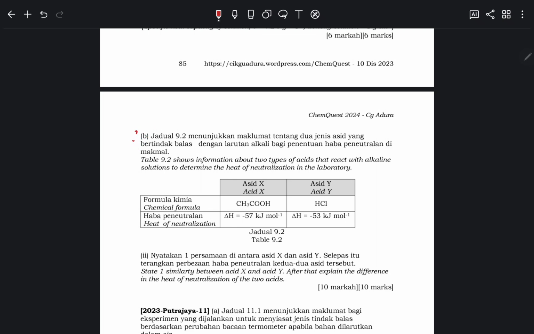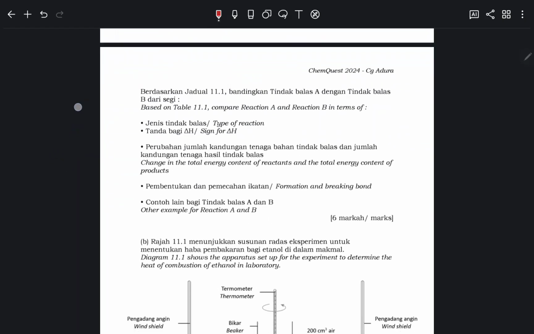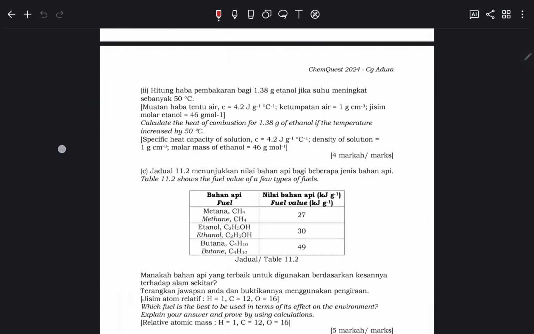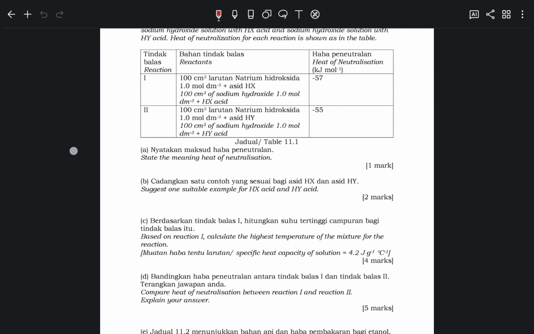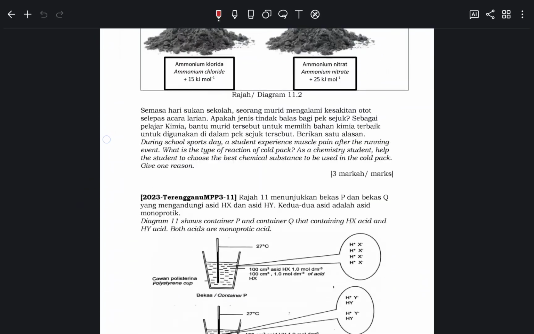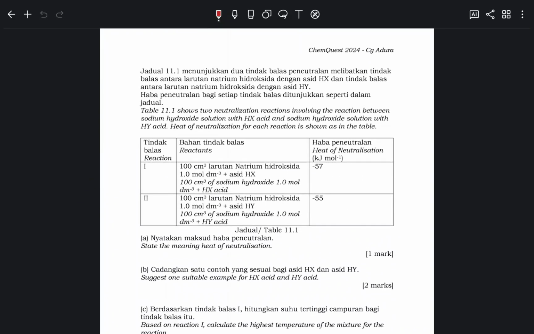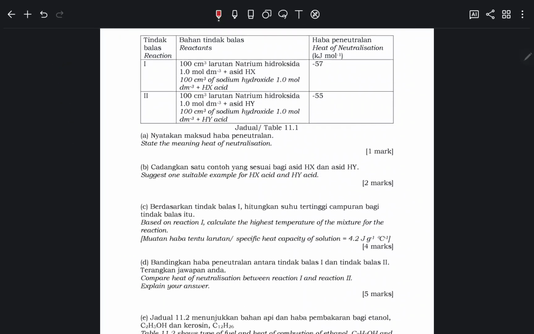Boleh crop, can try. Okay, can try this one. And from Putrajaya, it's about combustion, neutralization. This one also you can try. Terengganu. Okay, bagus juga. Same question juga. Natrium hydroxide. Tapi HY dia tak bagi tahu. So dia minta you pula agak HY ni apa.